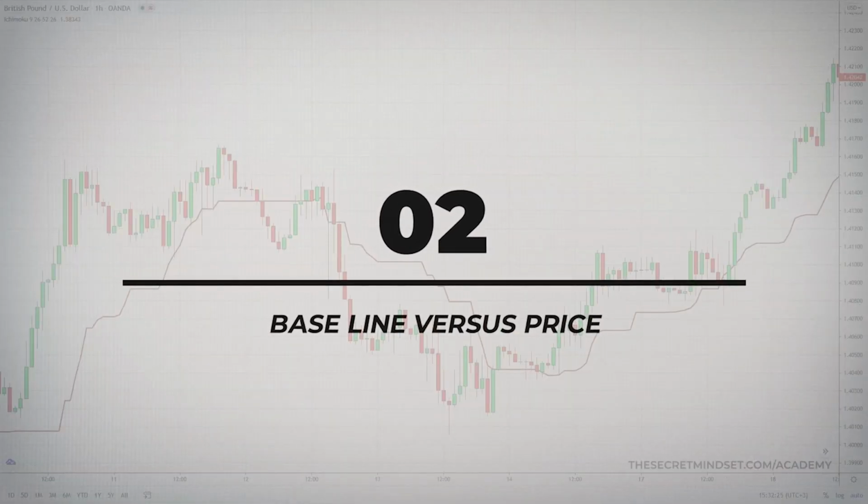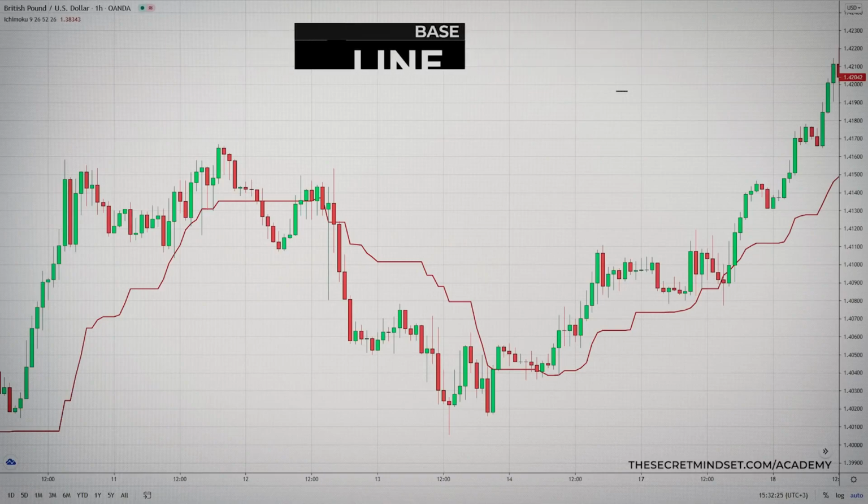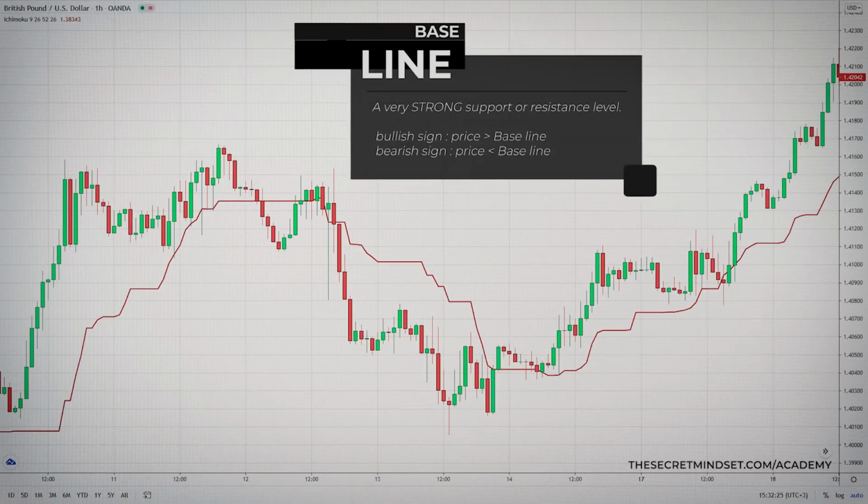Number 2, the baseline versus price. The baseline is behaving as a very strong support or resistance level, so it's a very important tool of identifying trend changes.